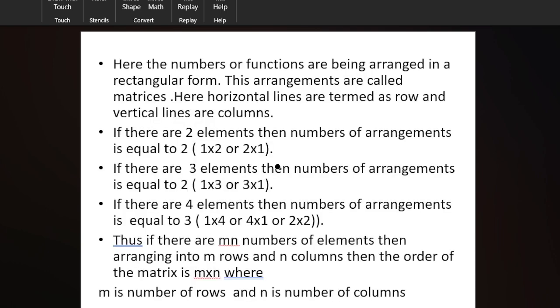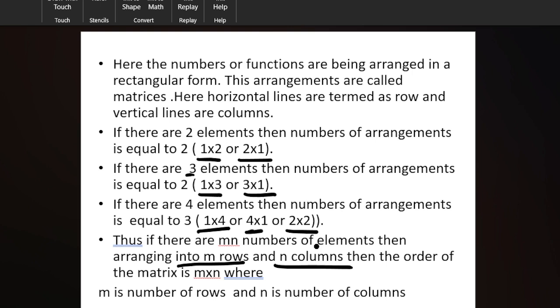Likewise, as we have seen already, for two elements we can write 1 into 2 or 2 into 1. For three numbers, 1 into 3 or 3 into 1. And for four numbers, 1 into 4, 4 into 1, 2 into 2. So like this, if we have mn numbers, then they can be arranged in m horizontal lines and n vertical lines. Here horizontal lines are known as rows and vertical lines are known as columns.